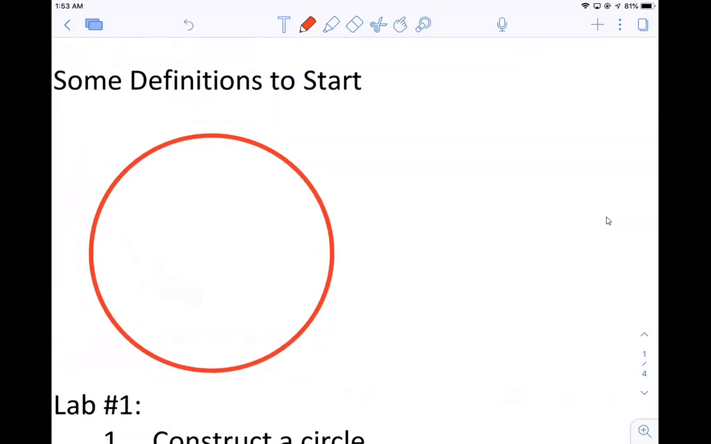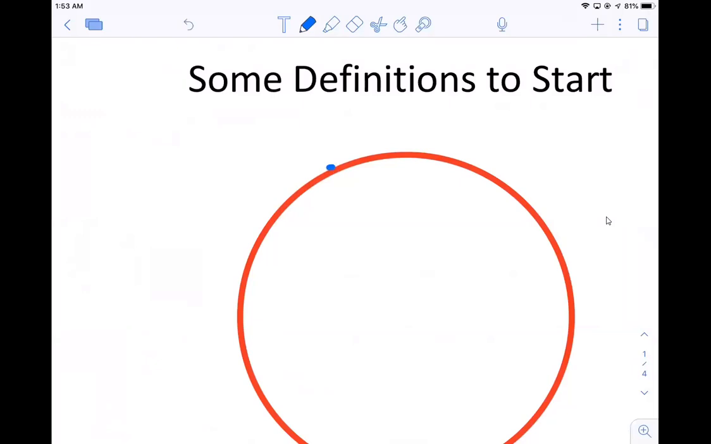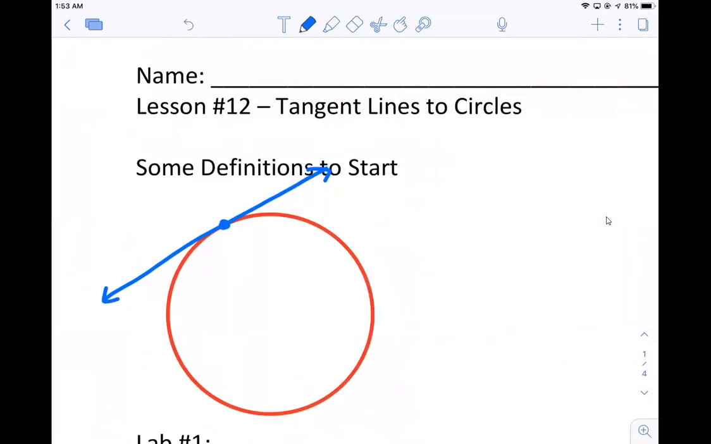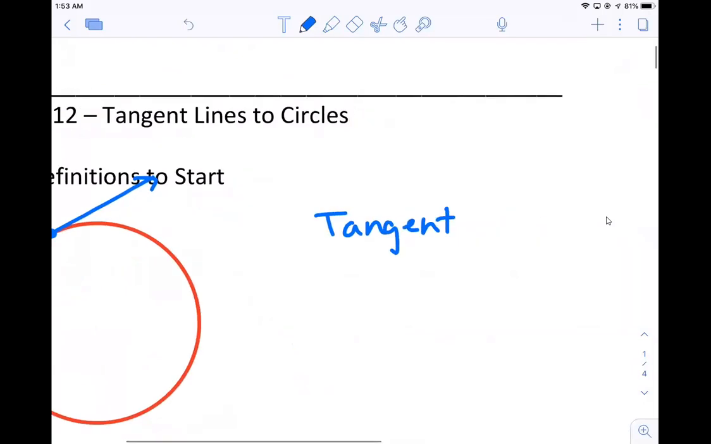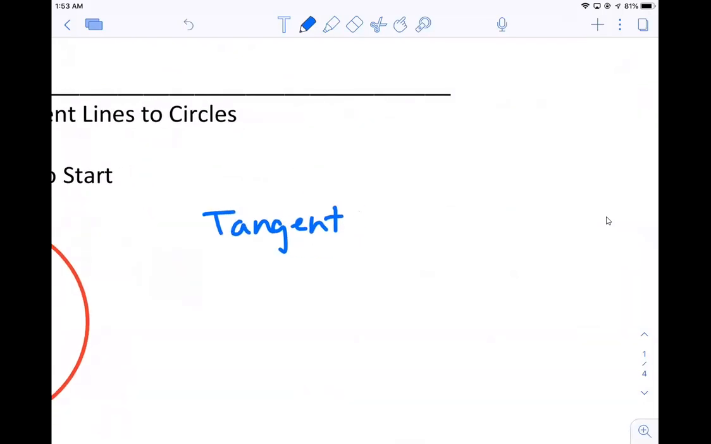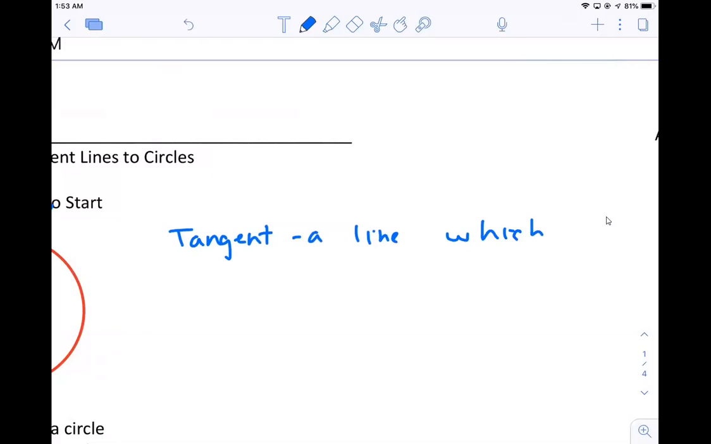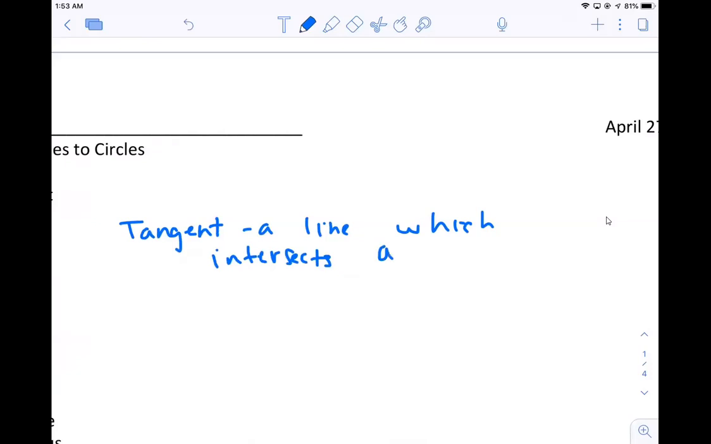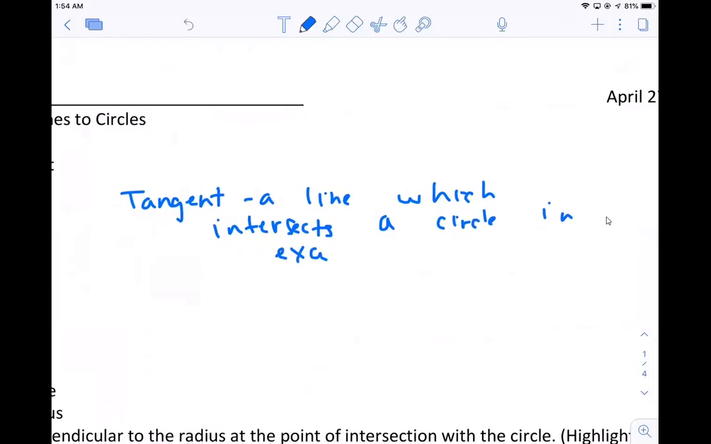A tangent is a line which intersects the circle in how many places? All right, very good, class, in one place. So that, for example, is a tangent line. It touches the circle exactly one time. So tangent, that is a line which intersects a circle in exactly one point.